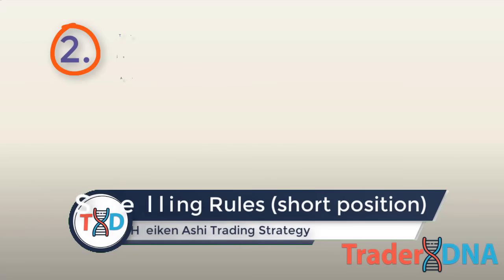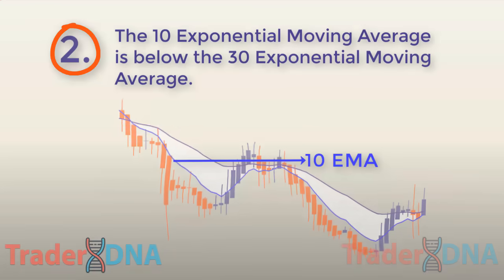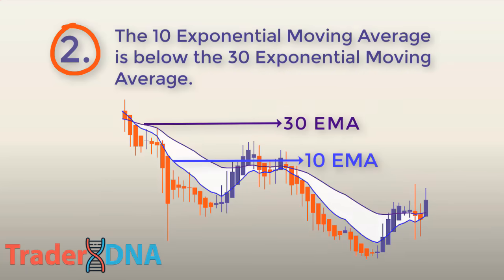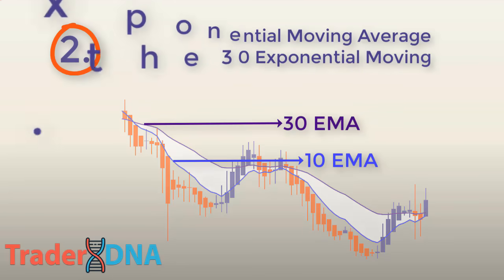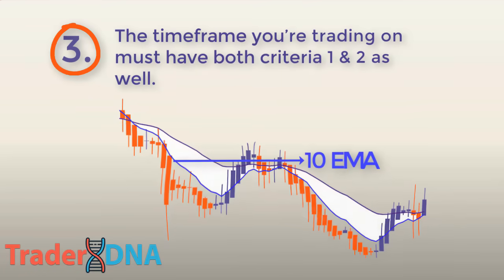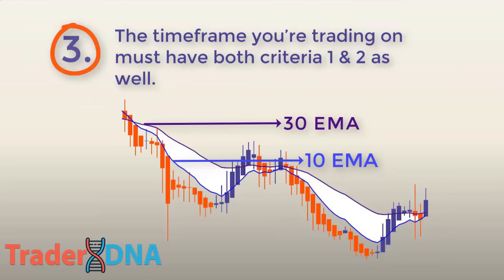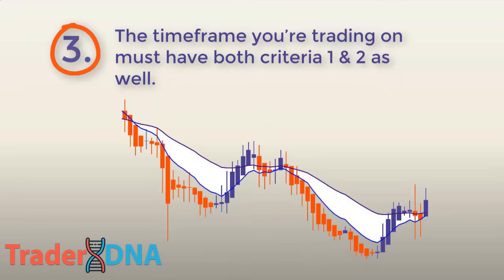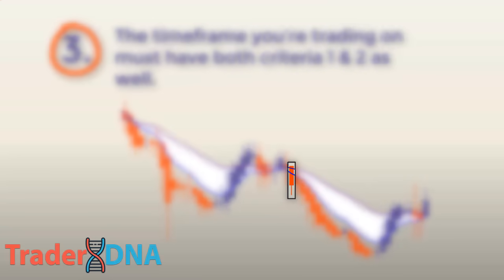Criteria number 2. The 10 exponential moving average is below the 30 exponential moving average. This is straightforward, and you should have no difficulties identifying this on your chart by now. Criteria number 3. The time frame you're trading on must have both criteria 1 and 2 as well. Once you have all 3 criteria, I will look to go short when price bounces off either of the exponential moving averages and the first bearish Heikin Ashi is formed at a lower high.